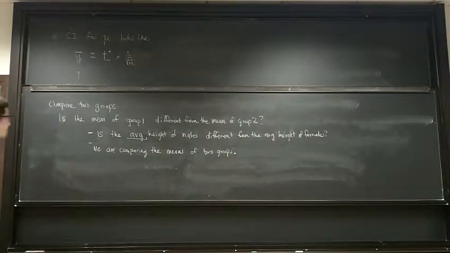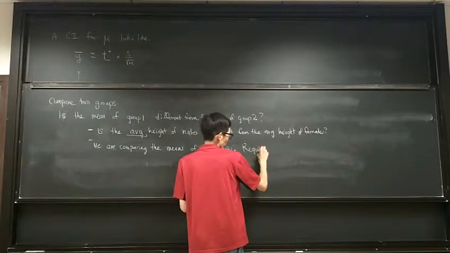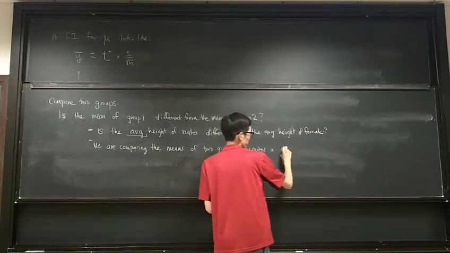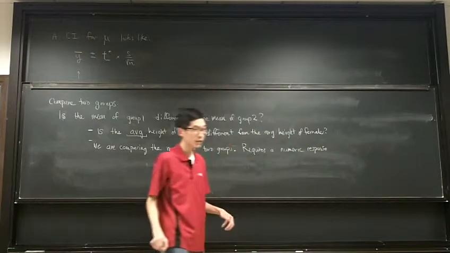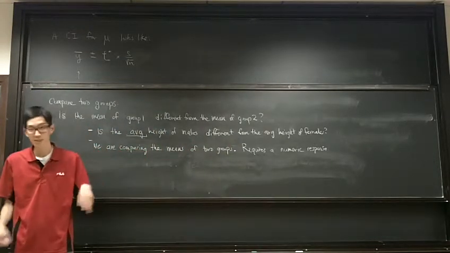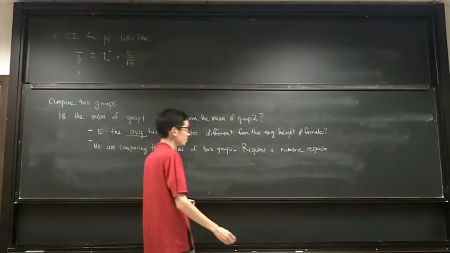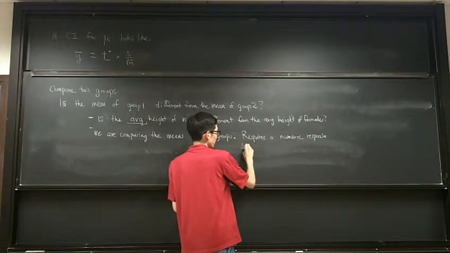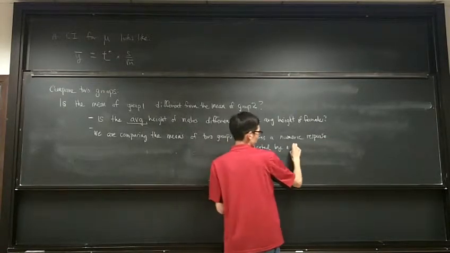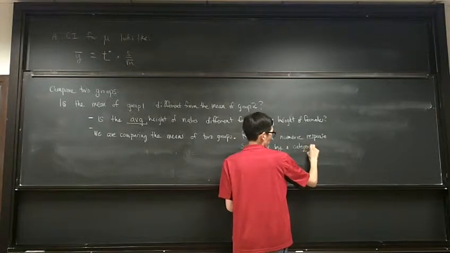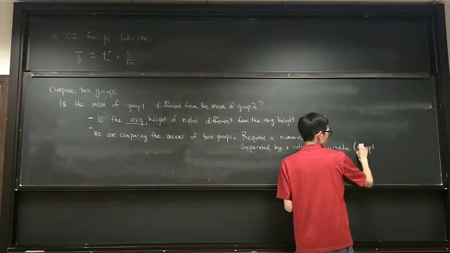Okay, we're comparing the means of two groups. So it requires numeric variables. It requires a numeric response. And the fact that there's two groups implies that there's a categorical variable that distinguishes one group from the other, right? The groups are separated by a categorical variable: group 1 versus group 2.